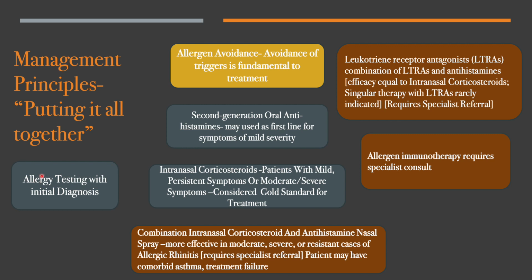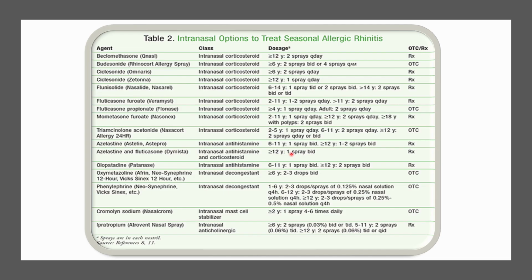ARIA recommends allergy testing with initial diagnosis, but other evidence panels recommend allergy testing and blood serum testing for recurrent or severe episodes. This image shows intranasal options to treat seasonal allergic rhinitis. You can use this for your reference.